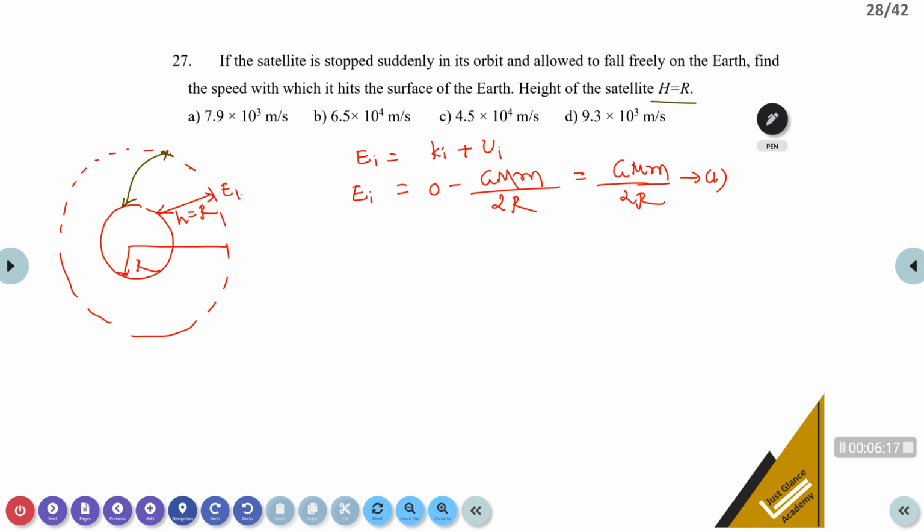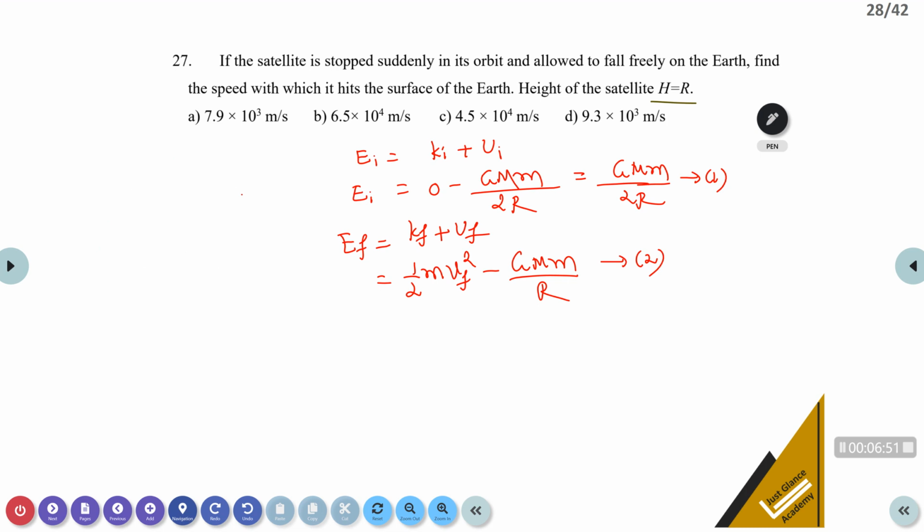Somewhat tough it is. Final means this surface. This is the final surface, no? E_F equal to K_F plus U_F. Here, (1/2) M into V_final square minus GMM divided by R, I am writing because this distance is R. This is equation number 2. And we know that according to the law of conservation of energy, initial energy equals final energy. So equations 1 and 2 I will equate.